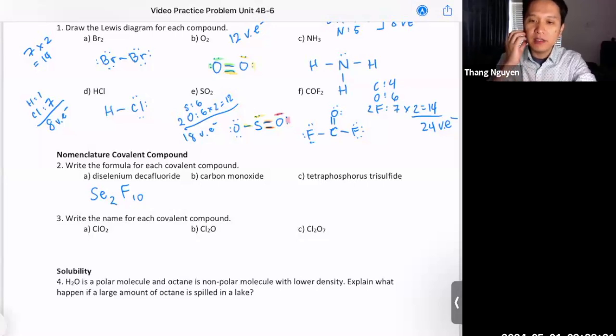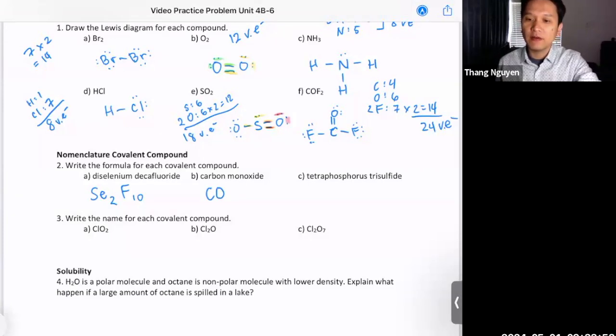Next, carbon monoxide. Notice that there's no prefix in front of the first element. When there's no prefix in front of the first element, that means there's only one of it. We don't say monocarbon, we just say carbon. But the second element, oxygen, has only one also, but because it's a second element, we need to be more clear about it, so we say mono. So therefore, this compound is just CO, carbon monoxide.